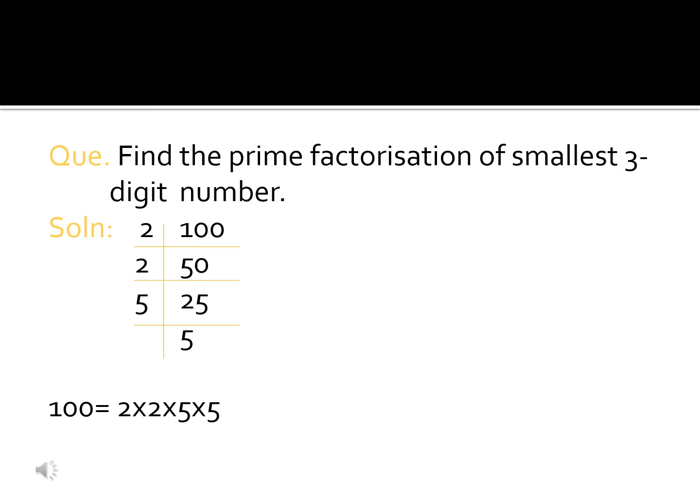So 5 divides 25. So 5 fives are 25. Now I got 5 as the quotient and 5 is a prime number. So I stop here. So 100 can be represented as 2 multiplied by 2 multiplied by 5 multiplied by 5. So this is the prime factorization of the smallest 3-digit number. This particular question is question number 11 of the same exercise. You can consult this question while you are solving question number 11 of exercise 5.2.